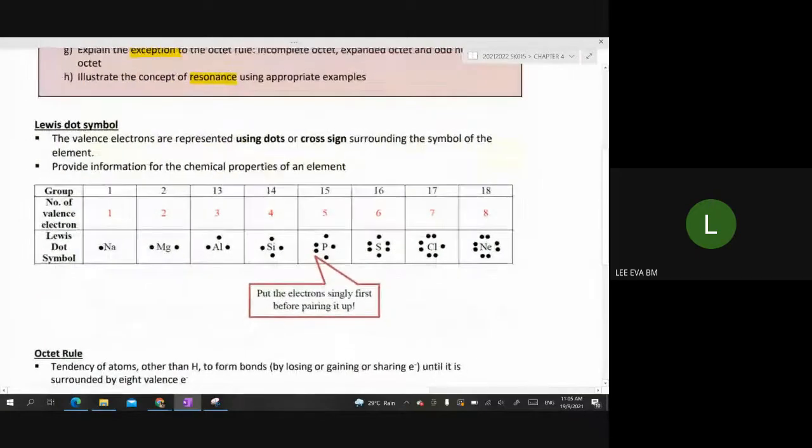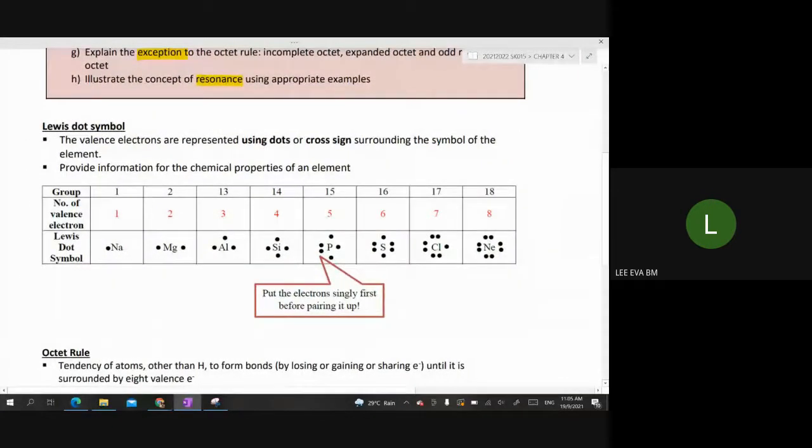For the first one, if you're looking at your notes and also you watch the video that Madam asked you to watch previously from Miss Balkis, Madam will further explain it. The video is only for you to have a first overview. What is it about the Lewis dot symbol? What are octet rules? What is the Lewis structure, and so on.